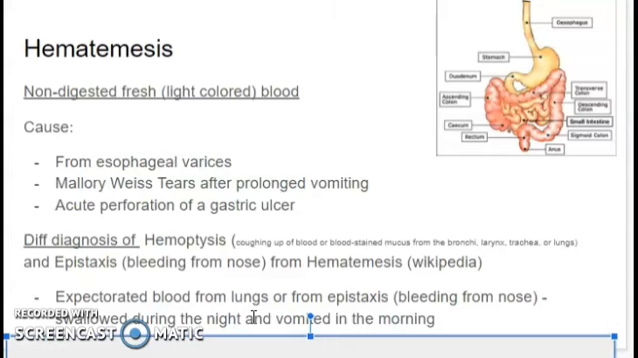So you can get hemoptysis, for example, in Goodpasture syndrome, or you can get epistaxis from just some sort of problem in the nose. So basically, bleeding from the lungs and nose. What happens is that this hemoptysis or epistaxis blood can be swallowed and be vomited in the morning. That's the main thing.